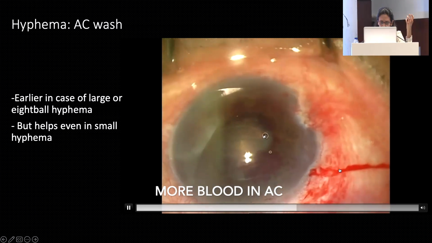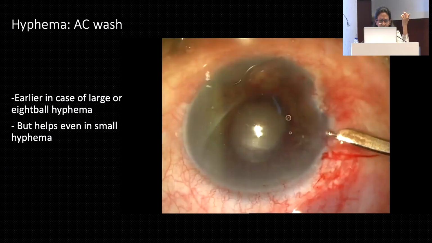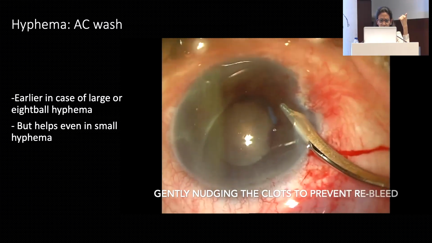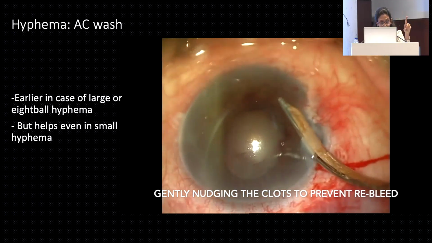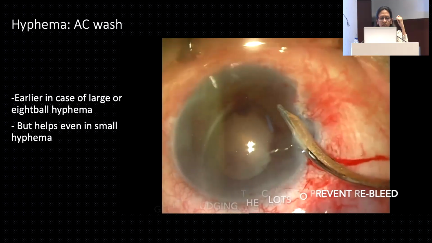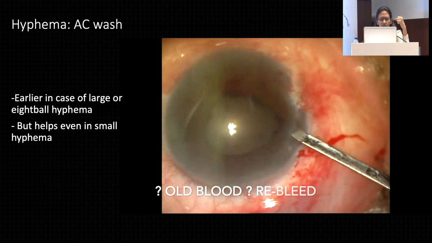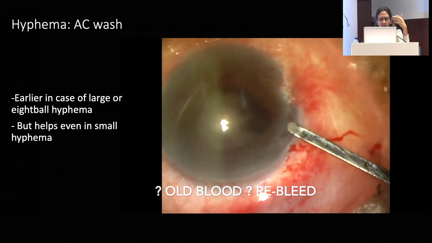Now here this is one person, after about 7 days the pressure just wouldn't come under control, and I had taken him up for AC wash. I had put pilocarpine, but because he was on atropine, the pilocarpine did not constrict the pupil completely. You have to be very gentle. You can't pull on the clots, because you may have a rebleed.